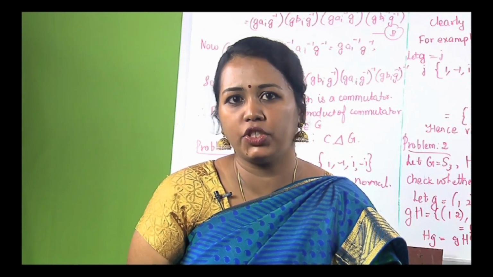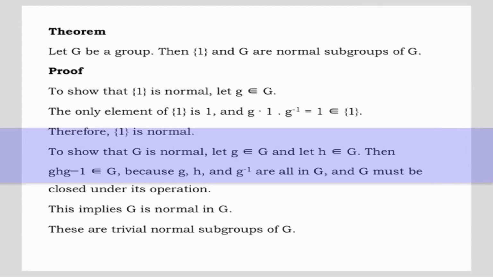What are the trivial normal subgroups of a group G? The following theorem will state that, let G be a group, then the singleton set {1} and G are normal subgroups of G. Proof: to show that the singleton set {1} is normal, let g belong to G. The only element of {1} is 1 and g dot 1 dot g inverse is equal to 1, which belongs to the singleton set {1}. Therefore, the singleton set {1} is normal.